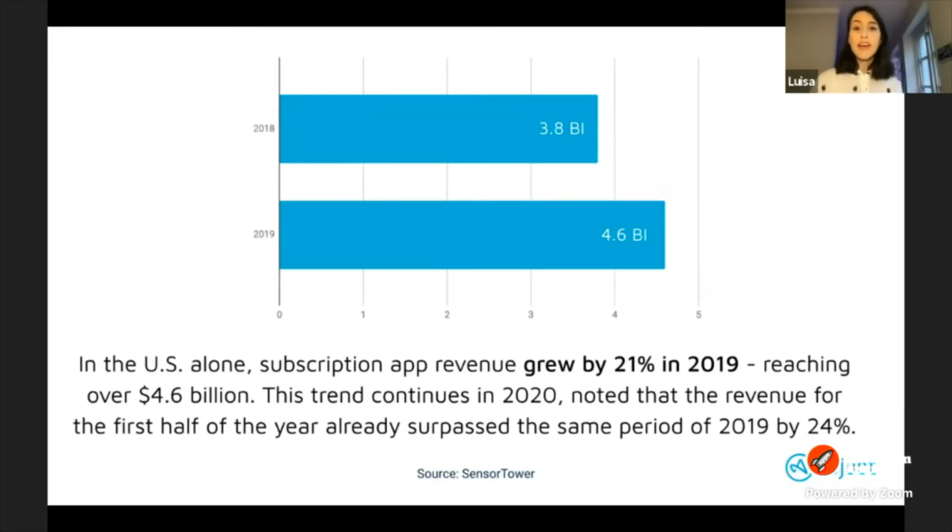Just like we saw Kevin saying, this is becoming a status symbol. We see this number also impacting the revenue. So going back to the US, we see that in 2018, consumers were spending $3.8 billion in subscription services, whereas in 2019, this number grew by 21%. And this phenomenon is going to replicate itself again in 2020, because if you look at the first half of 2020 versus the first half of 2019, the same period already surpassed by 24%. So expect even higher numbers for 2020.